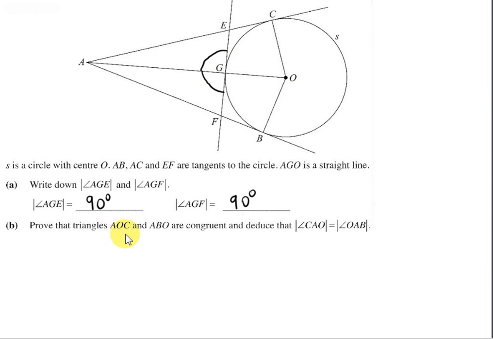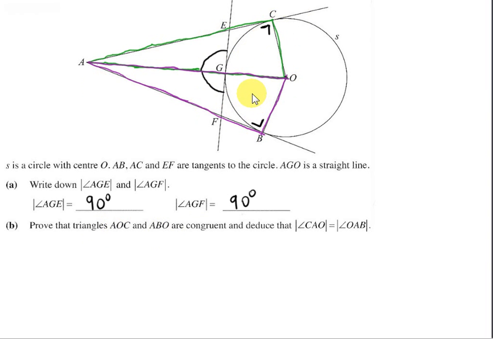Prove that triangles AOC and ABO are congruent. So here's triangle AOC. Here's ABO. Now, OC is a line drawn from the center of the circle to the point of contact of this tangent. C is meant to be the point of contact. And we know that such a line is perpendicular to the tangent. Similarly here. So we have that both of these triangles are right angle triangles. So we have one angle that's the same.